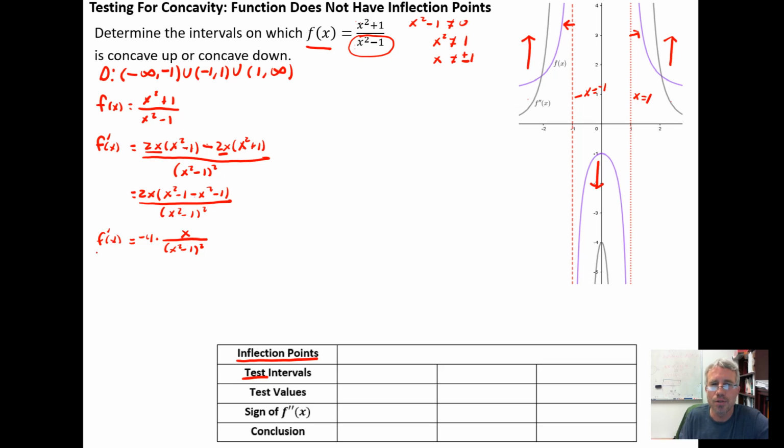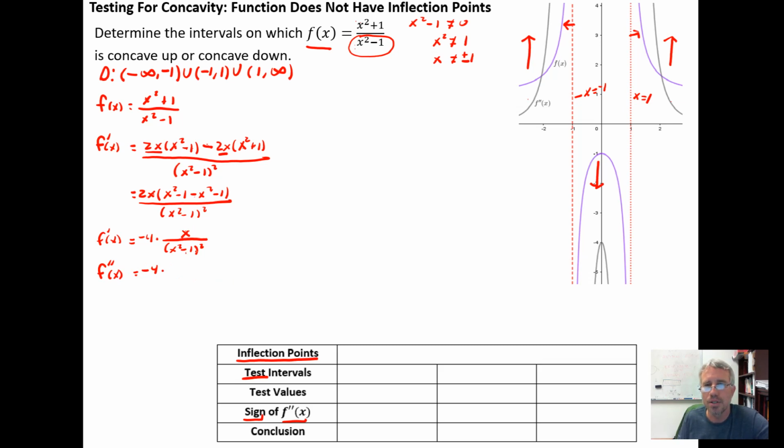To look for inflection points and to get the signs of our second derivative, we're going to need to calculate the second derivative. So we need to know f double prime of x, which is going to equal -4 times the derivative of this rational function.